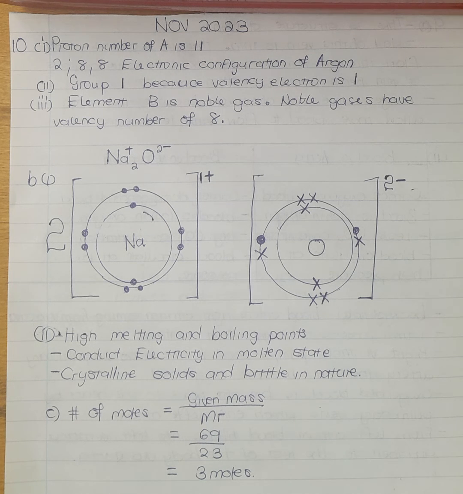And finally, the last question was requiring candidates to find the number of moles. Number of moles is equal to given mass over molecular mass. Molecular mass of sodium is 23. So we say 69 divided by 23 in order to get 3 moles. Let us now move on to number 11.